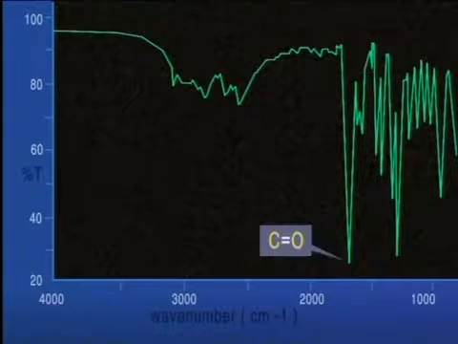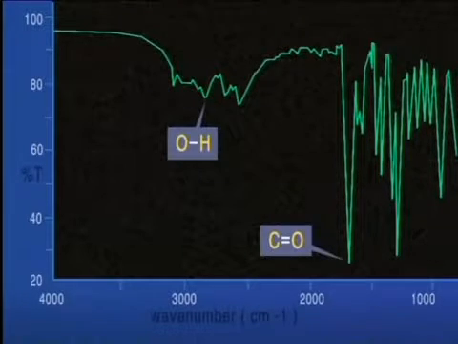This peak is caused by a stretching vibration of the C=O, and this by an O-H stretch. These two peaks together suggest that the sample may have a carboxylic acid functional group, which has both C=O and O-H bonds.